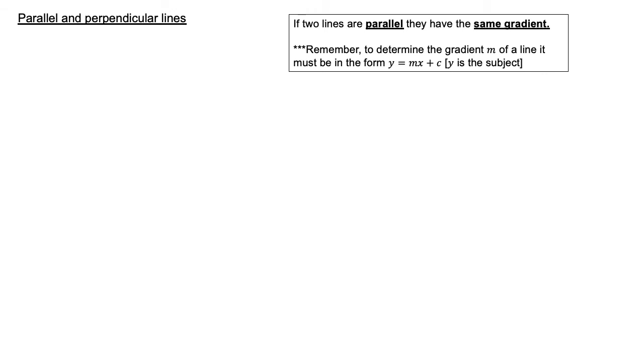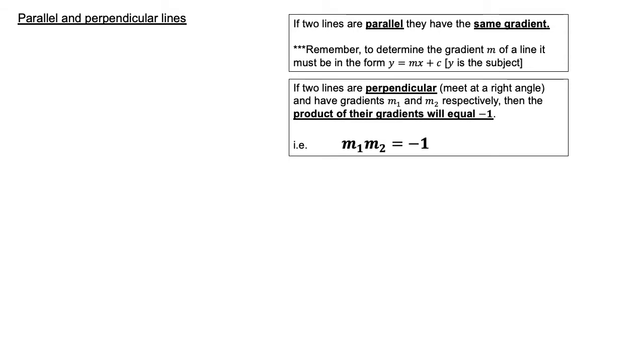Next, we're going to look at parallel and perpendicular lines. If two lines are parallel, as we know, like train tracks, they follow the same direction. Mathematically, it means they have the same gradient. Now, if I am given the equation of a line, then to work out the gradient, remember that we have to rearrange it in the form y equals mx plus c. So we have y as the subject of the formula, and then the number in front of the x, the coefficient, gives us the gradient.